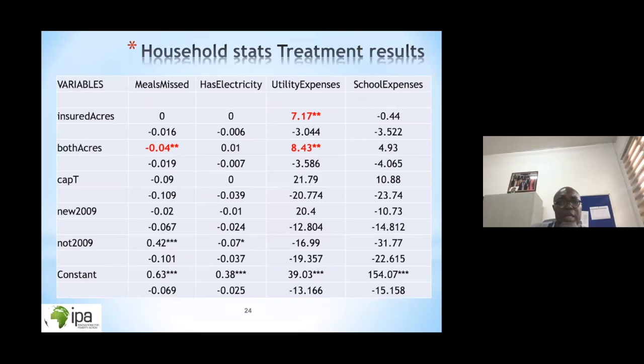Now, in terms of some of the other household welfare variables, food security improves. There is a bit of evidence there, because this is missed meals, and that is associated with both the capital drop and then insurance. And in the case of relaxing the combined constraints, you find that utility expenses also seem to go up.